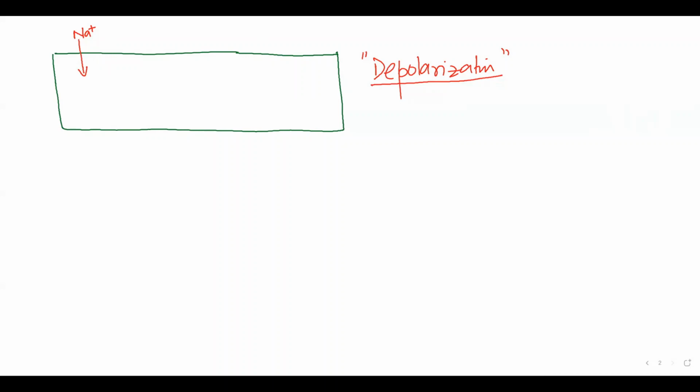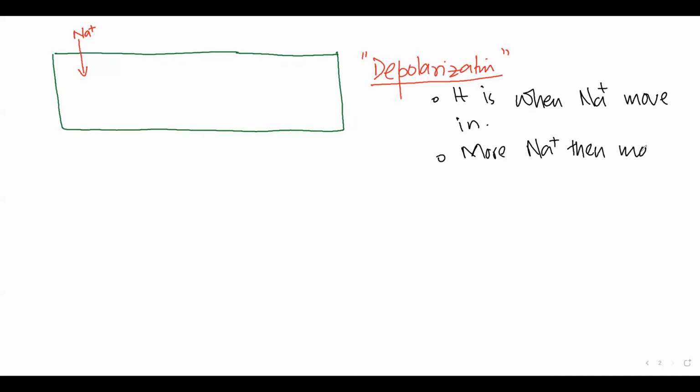So look, sodium ions go in. So now allow me to write down what is depolarization. It is when sodium ions move in. Done? When sodium ions move in, what happens? More sodium ions then move in. I mean, entry of sodium ions makes more sodium ions move in. So what is this the example of? Positive feedback and negative feedback?